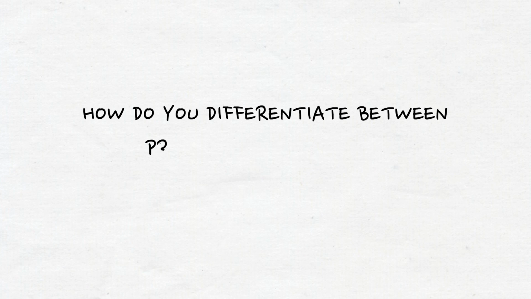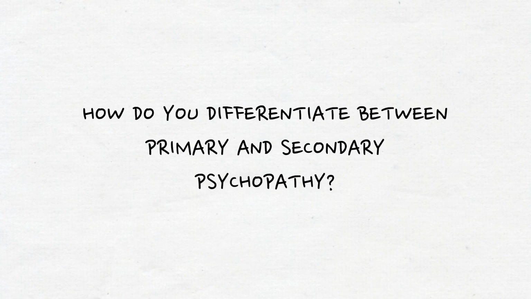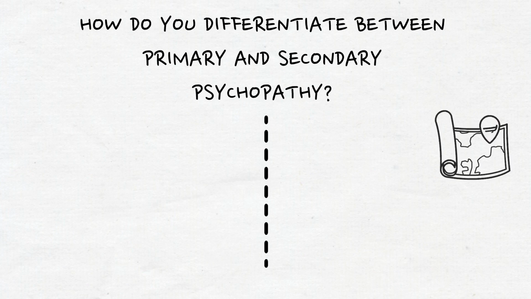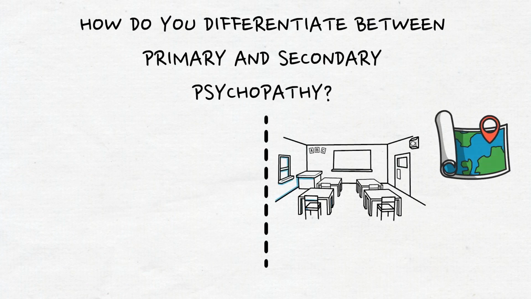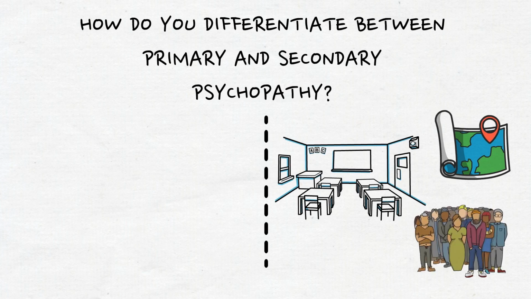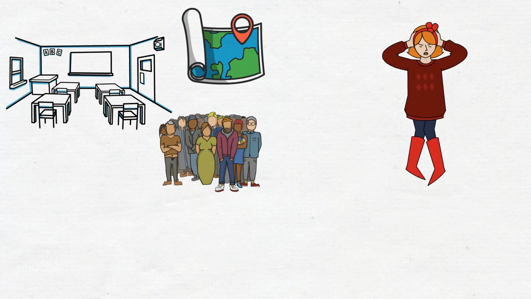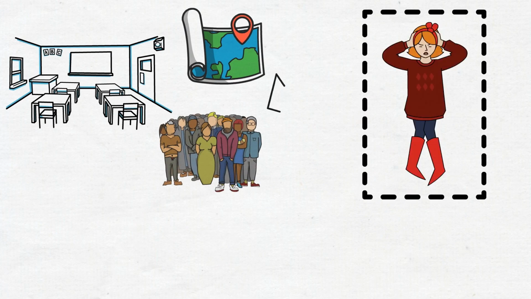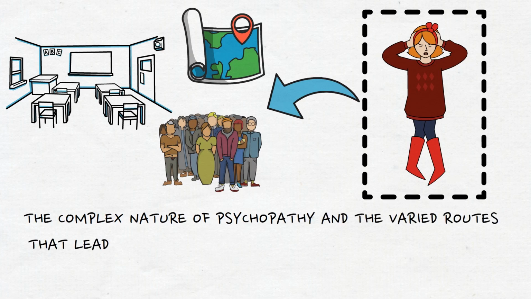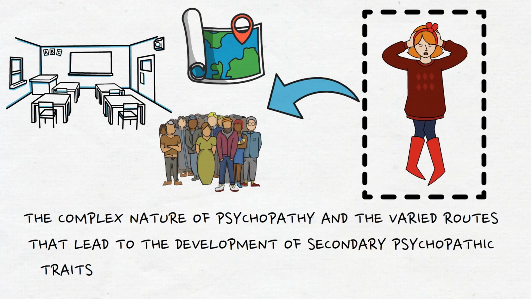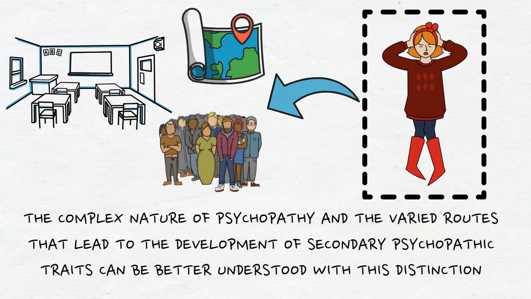How do you differentiate between primary and secondary psychopathy? Secondary psychopathy is primarily acquired through external circumstances and environmental influences, as opposed to primary psychopathy, which is thought to be more innate and affected by genetic factors and inherent traits. People with secondary psychopathy often exhibit psychopathic behavior as a protective or coping mechanism in response to their immediate environment. The complex nature of psychopathy and the varied routes that lead to the development of secondary psychopathic traits can be better understood with this distinction.